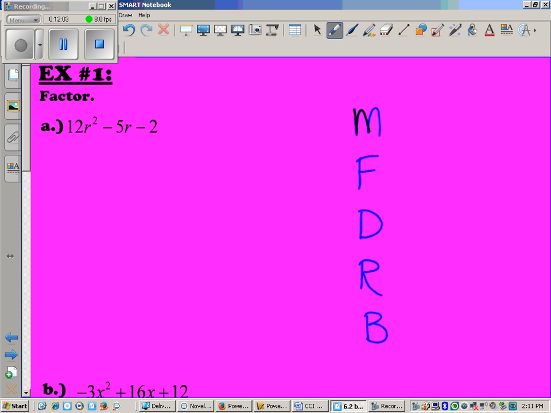The M represents multiply. What I'm going to do, because there's a number in front here, is take this number and multiply it by the last number. That gets rid of it in the front, leaving me with an r squared minus 5r, and then makes this -2 actually a -24. -2 times 12 is -24.